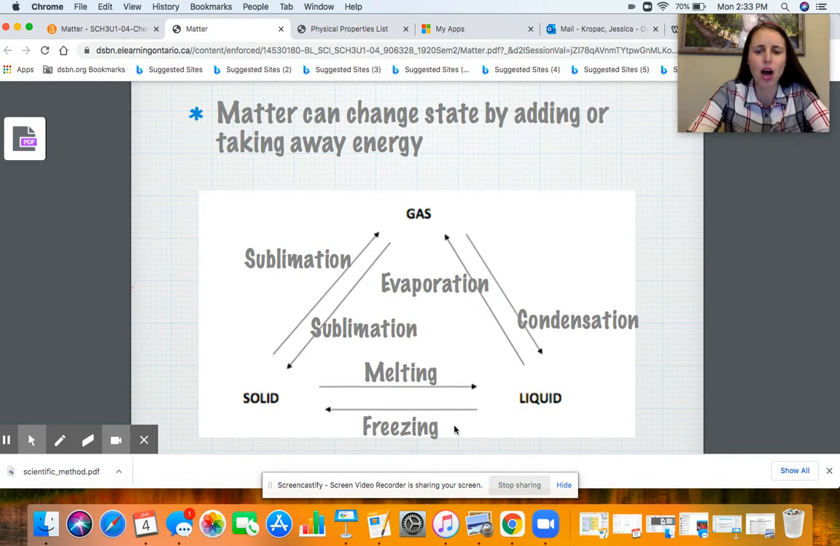If you want to go in the opposite direction, from medium energy to low energy, going from liquid water to solid water, I'm going to freeze it. We call that freezing. In order to freeze something, I have to make it really cold. I have to take away energy. So going in this direction, we're losing energy.